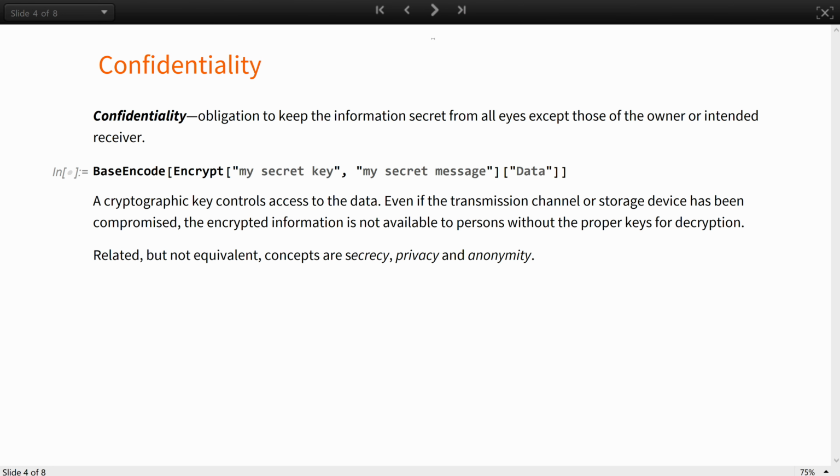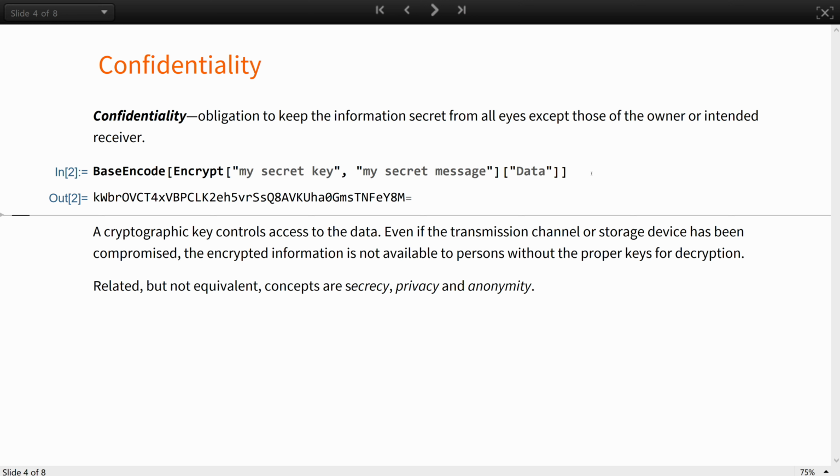Before diving into the math of how cryptographic algorithms work, it is necessary to clarify what one is trying to achieve by employing those algorithms in information security. One of such things is confidentiality. Confidentiality is an obligation to keep the information secret from all eyes except those of the owner or the intended receiver.